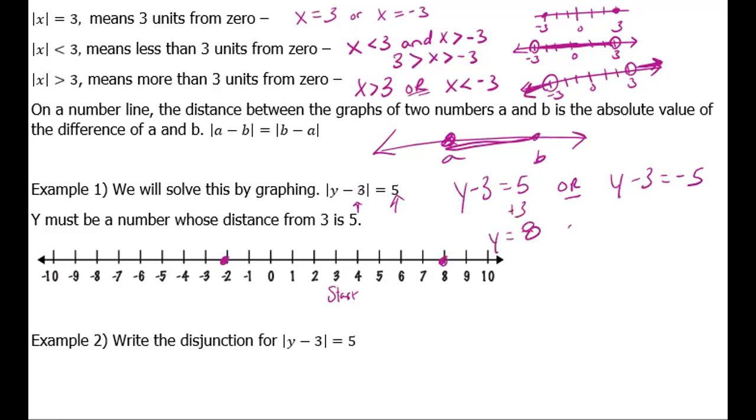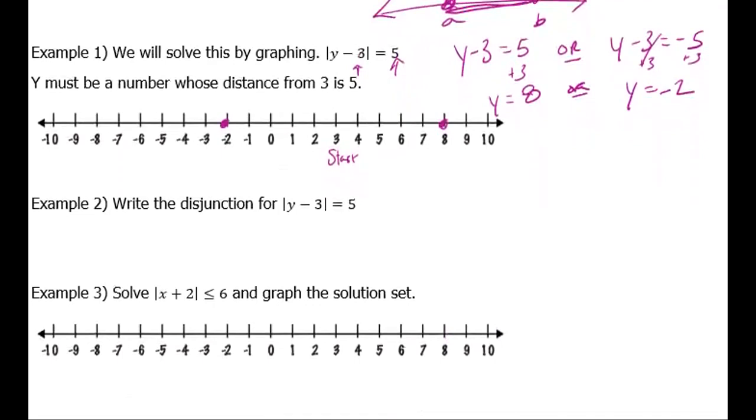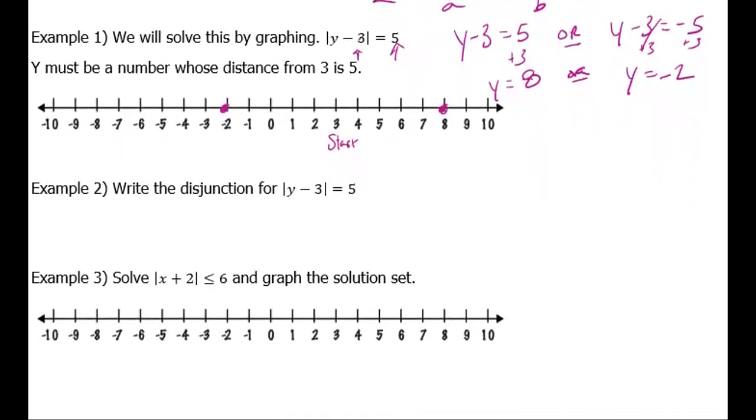y is equal to 8, or y is equal to negative 5 plus 3, which is negative 2. So that's exactly what we found on our graph. Now we're going to write the disjunction for this one. Oh, that's what I did right up here. Writing the disjunction is taking it out of the absolute value and giving the two possibilities. It's this one or it's this one.